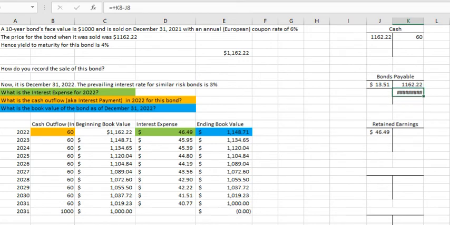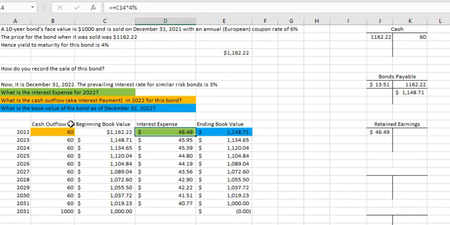And as you are going to see, let's make this a bit bigger, $1,148.71 is what we calculated here. So you are paying $60 cash. Your interest expense is calculated by the book value multiplied by yield to maturity, which is less than what you are paying. As a result, the book value of your bond is going to decrease. In 2022, it's decreasing to $1,148.71, and eventually it's going to converge to $1,000 face value, which you will pay at the end of the term.